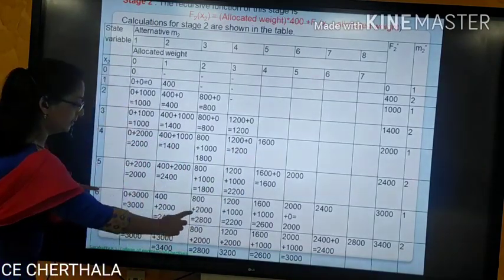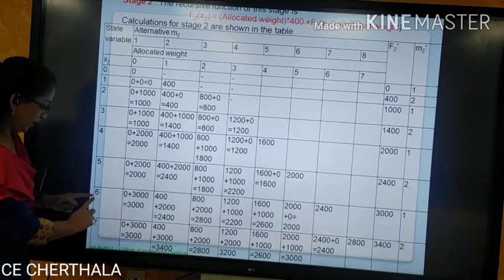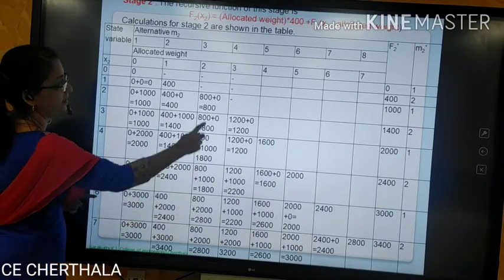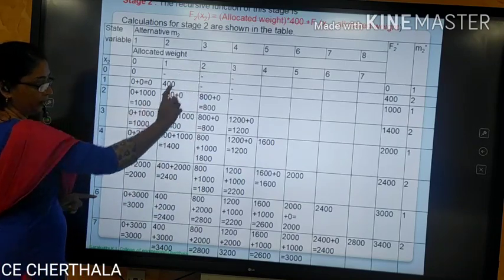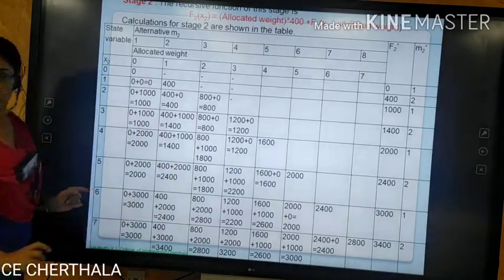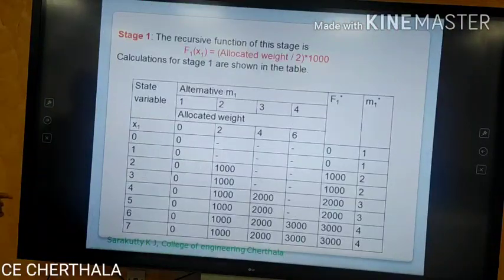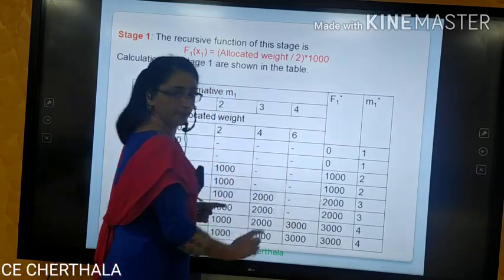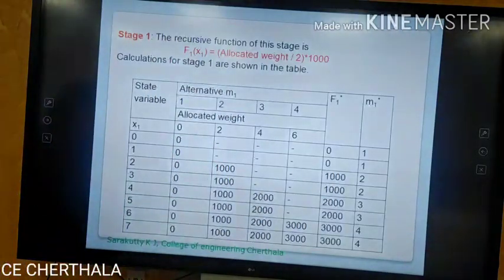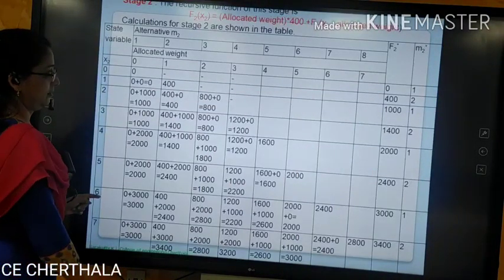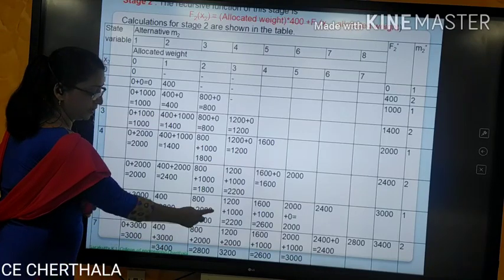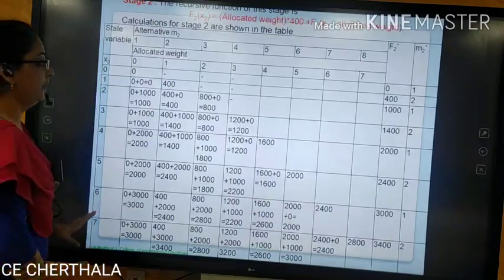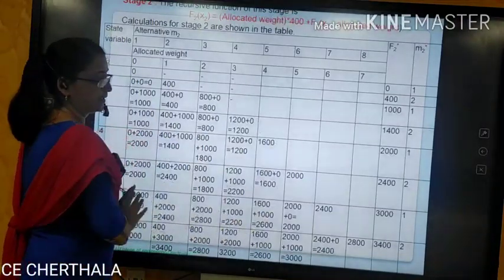Consider this cell. So this cell is corresponding to 6. So 800 plus f1 of 6 minus 2. 6 minus 2 is 4. So f1 of 4. So look at stage 1. f1 of 4 is 2000. $800 plus 2000, hence 2800. So in this way we can fill all the cells.